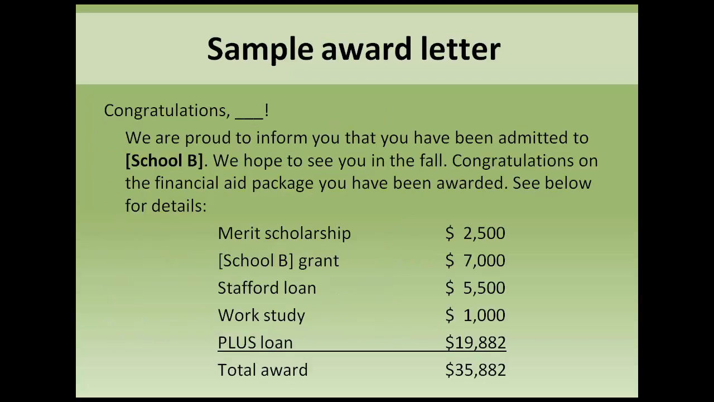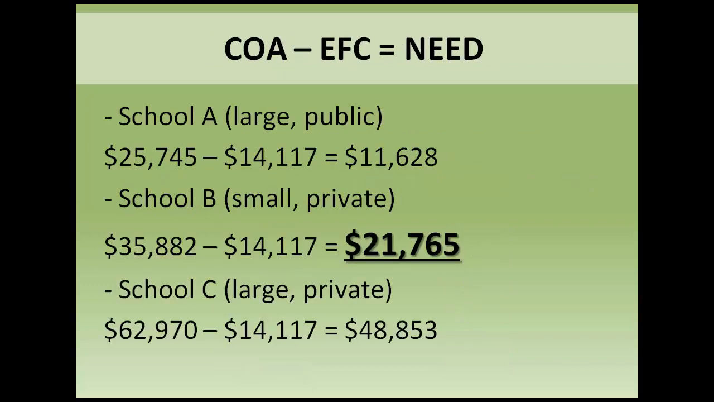On to School B. Here you'll find a little bit more gift aid and the addition of the work study being added in. But the PLUS loan amount, or the rest of the story, is only about $1,600 more than School A despite the increased price tag of the school. Notice here that the first 4 lines add up to $16,000, which is almost exactly 74% of the $21,765 the family is eligible for.